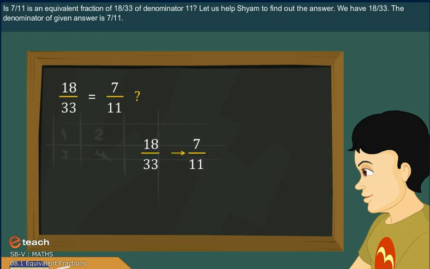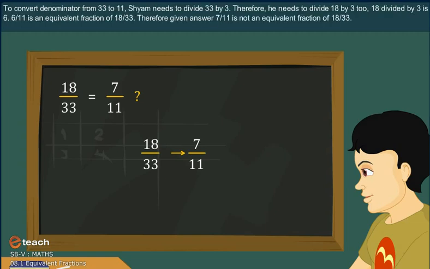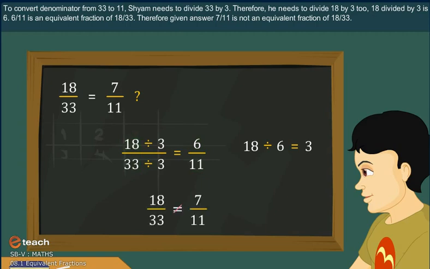We have 18 by 33, right? Now the denominator of the given answer is 7 by 11. To convert the denominator from 33 to 11, Shyam needs to divide 33 by 3. Therefore, he needs to divide 18 by 3 too. Now 18 divided by 3 is 6. So 6 by 11 is an equivalent fraction of 18 by 33. Therefore, the given answer 7 by 11 is not an equivalent fraction of 18 by 33.